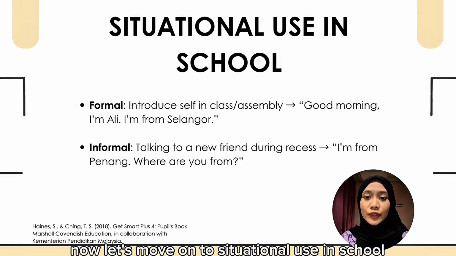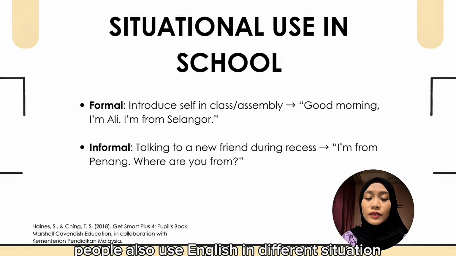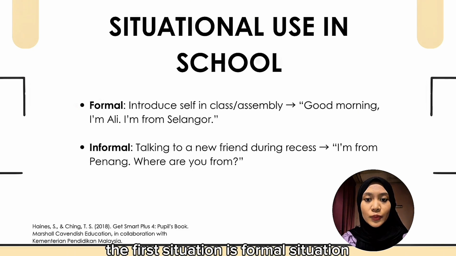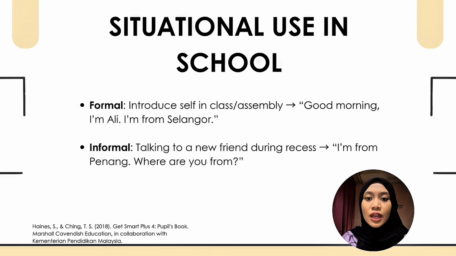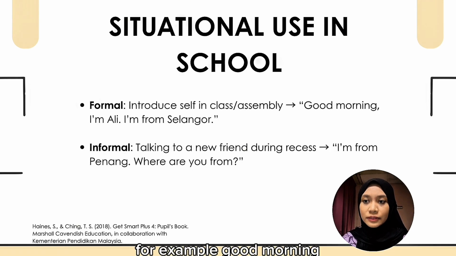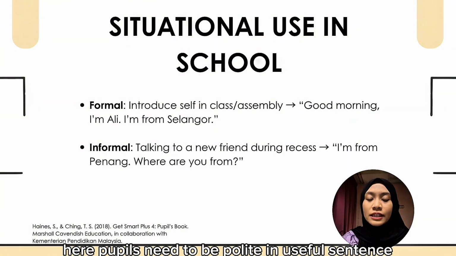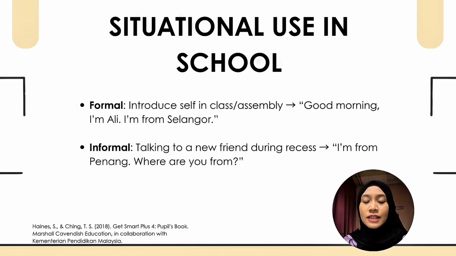Now let's move on to situational use in school. In school, people also use English in different situations. The first situation is a formal situation where pupils introduce themselves in class or during assembly. For example, good morning, I'm Ali and I'm from Selangor. Here, pupils need to be polite, use full sentences and address the audience formally.